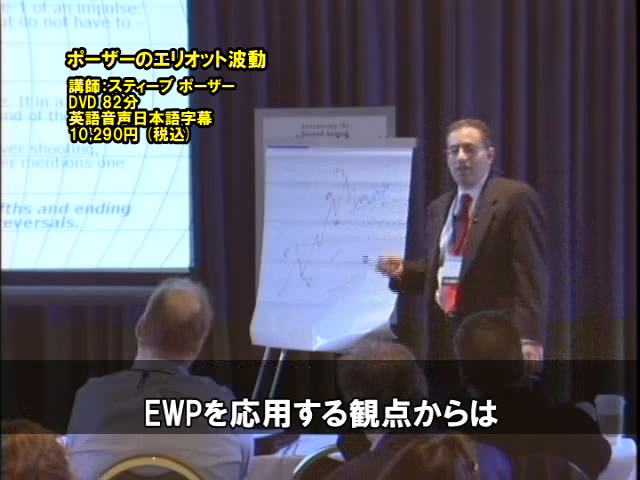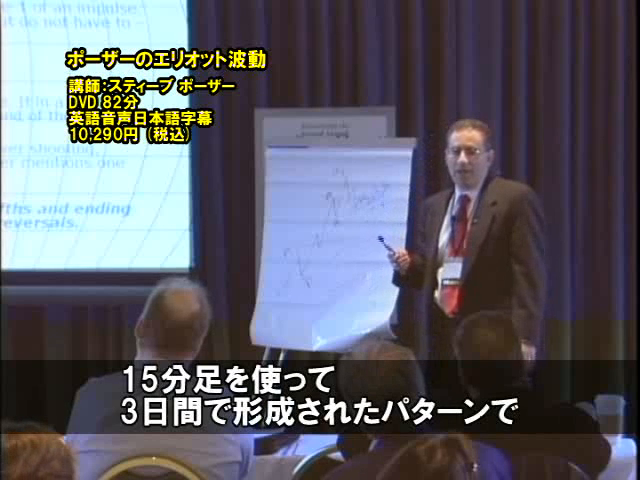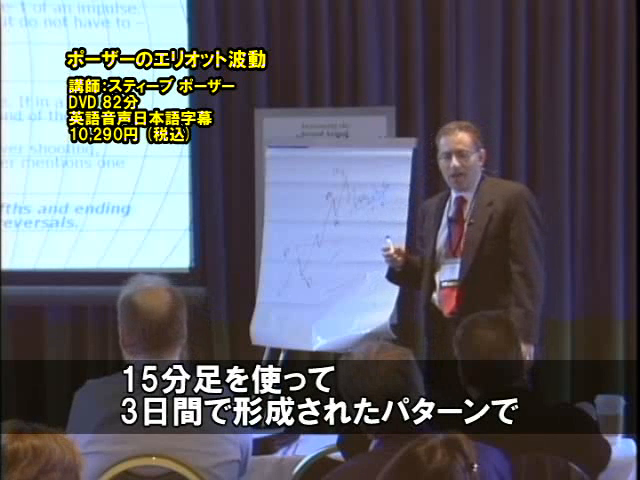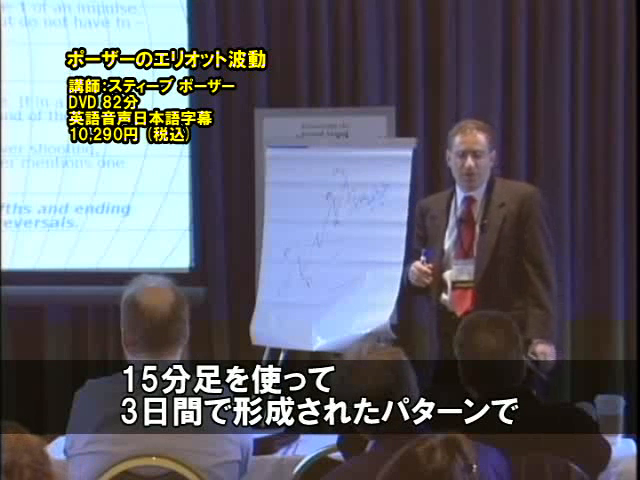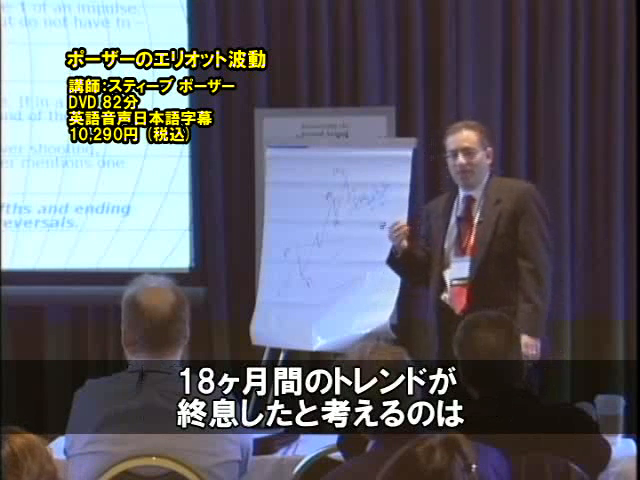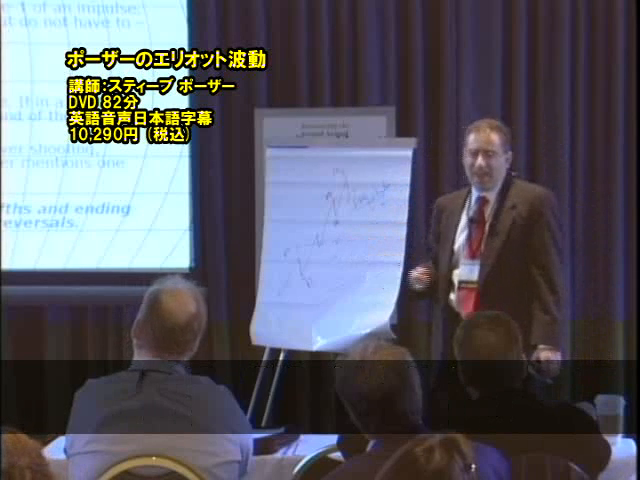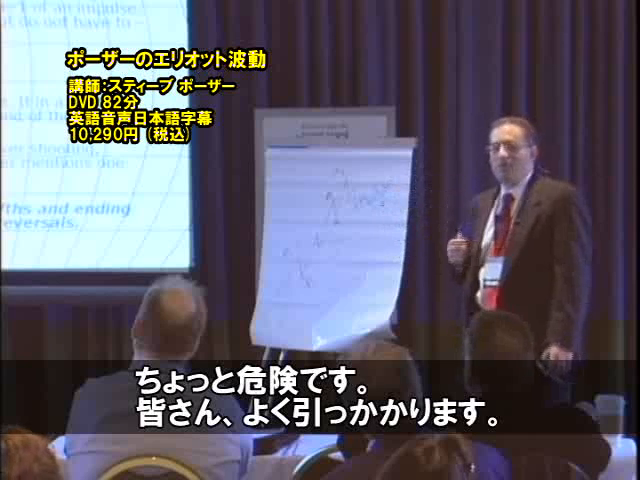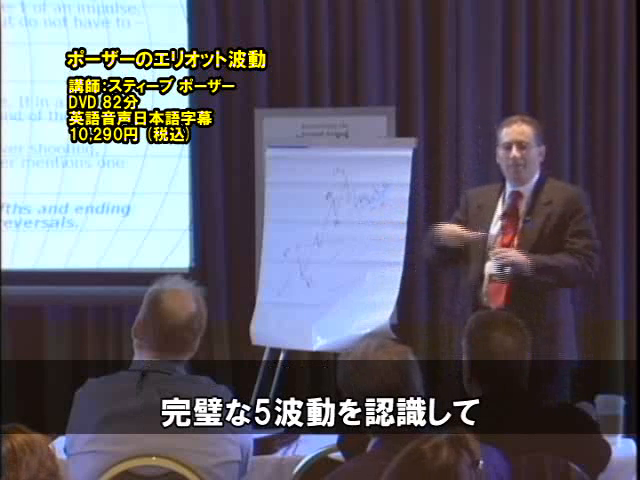Application-wise, you'll keep yourself out of a lot of hot water by avoiding labeling things that look kind of nice, that complete in 3 days using 15-minute charts, that you think represent the end of a cycle that took 18 months. That's one way you'll stay out of trouble. Everyone falls into it. Oh, look at this. I got a gorgeous 5-wave pattern.